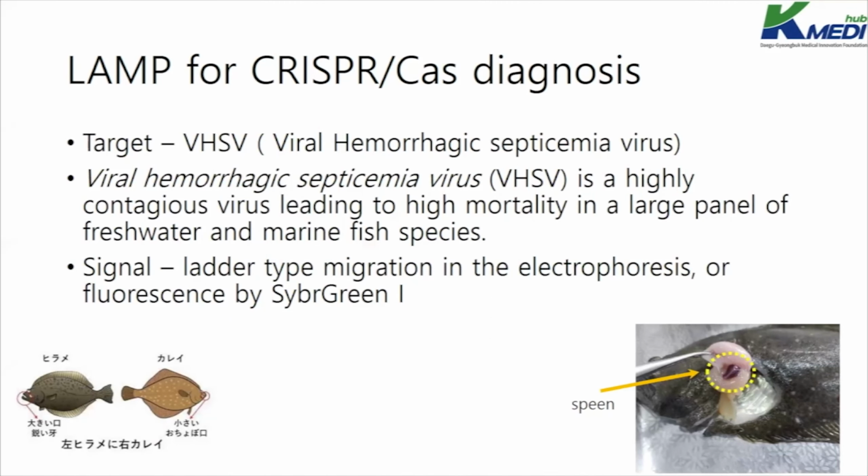And in this study, the target is viral hemorrhagic septicemia virus, which is a highly contagious virus leading to high mortality to these fishes. So to test this LAMP primer, RNA virus was extracted from this spleen part.